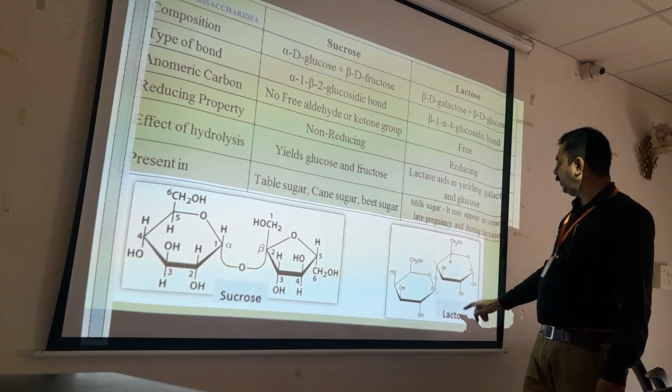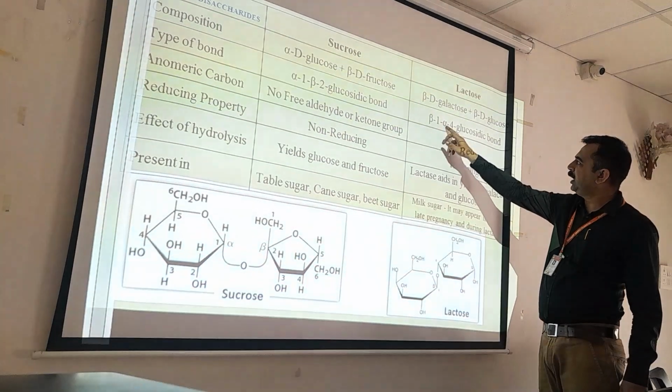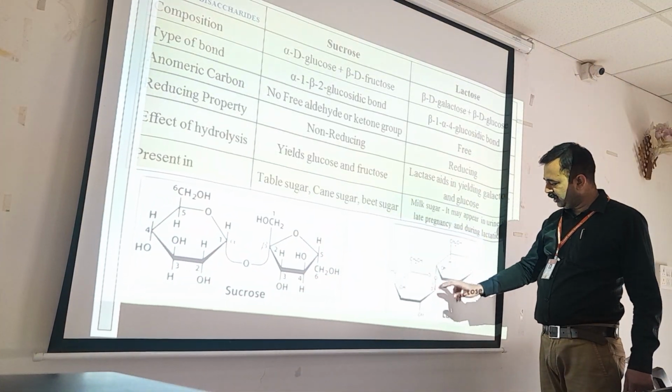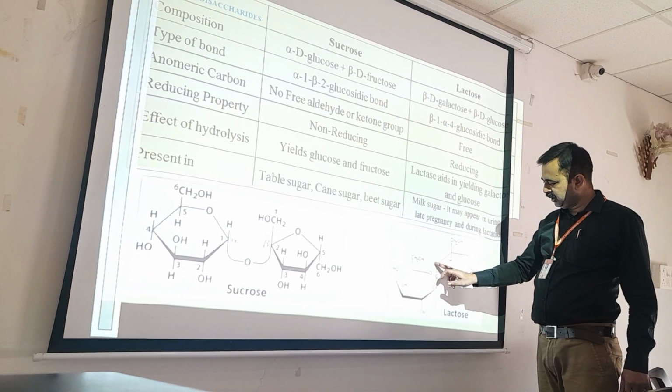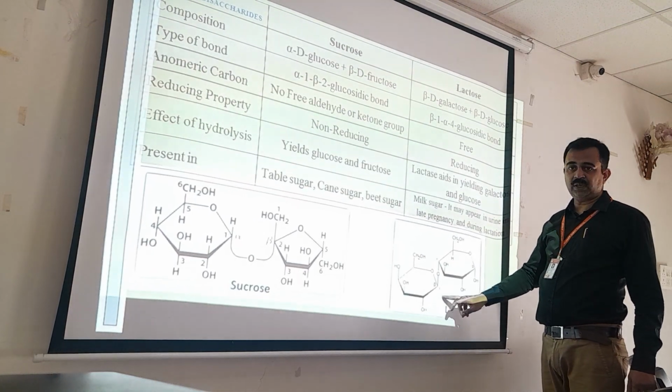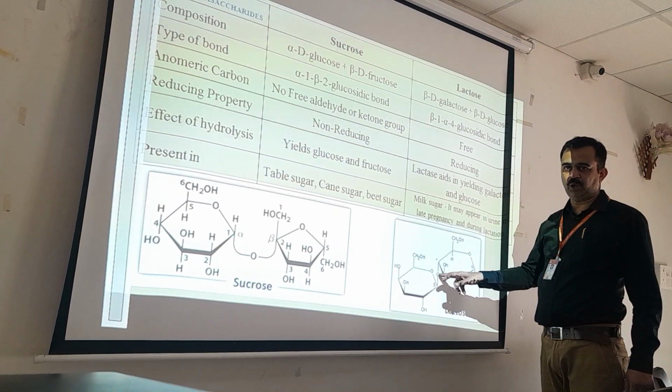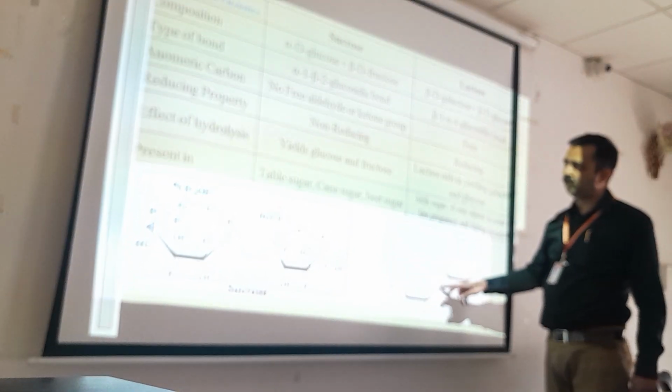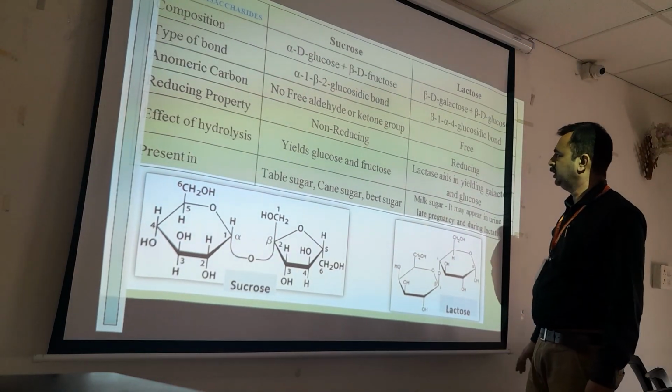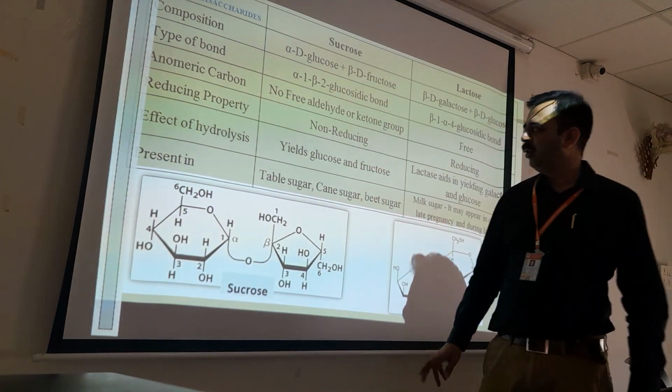While in the case of lactose, what is it? Beta-1, alpha-4. Beta-1, alpha-4. See this. The structural orientation over here, or the glycosidic bond between these two molecules, is one of the most important points that has to be considered. Okay, fine.